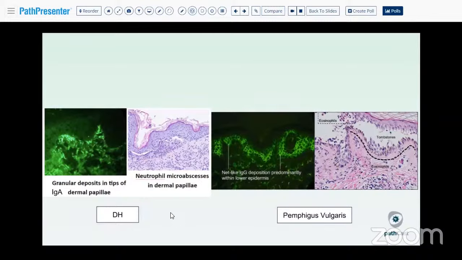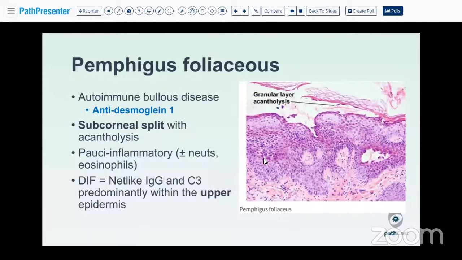Dermatitis herpetiformis and pemphigus side by side. So looking at our incorrect answer choices. So pemphigus was our chicken wire cellular deposition, lower half of the epidermis of IgG.